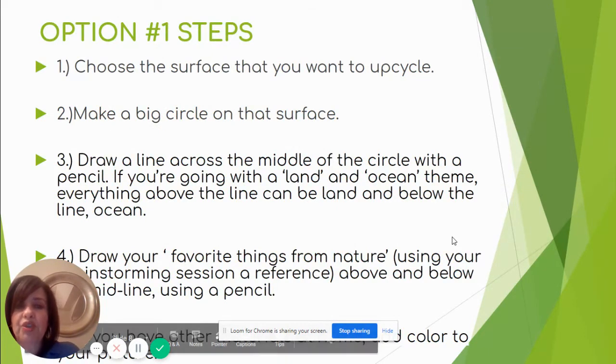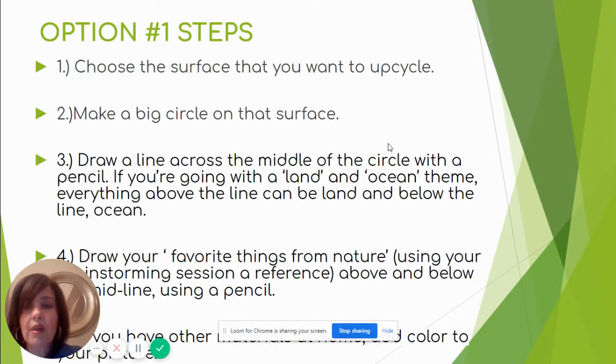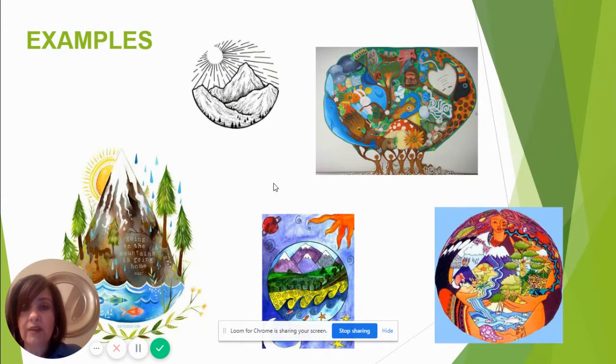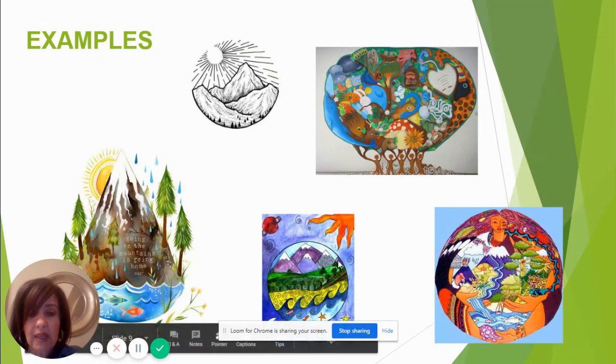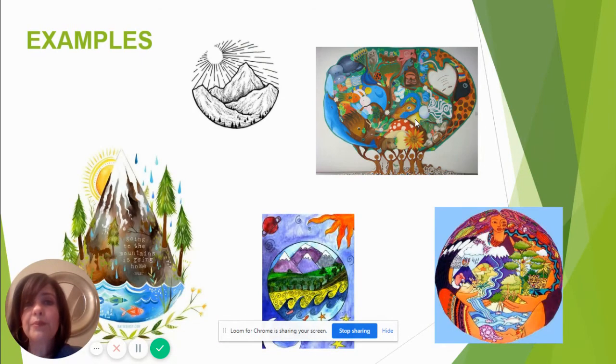So for the first option, you would just need a piece of paper or the surface that you're going to upcycle. We're going to be doing a big circle, and then we'll be going through the steps to create a landscape. Some examples might look like this. This is the one that I referenced before, but you can see some other similar examples, watercolored here, another watercolor with a quote, and then some that are more free form, not structured like a traditional landscape per se, but include lots of different elements from nature. So that is option one.